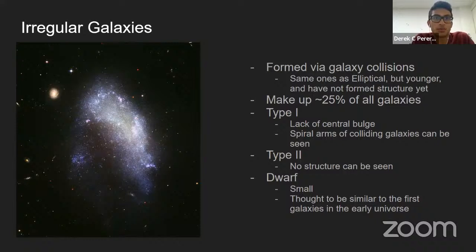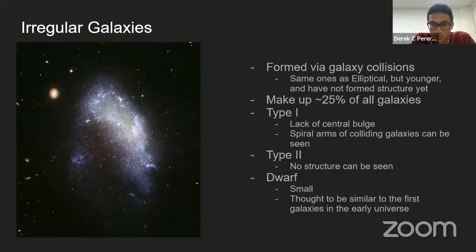And now we can move on to irregular galaxies, which are basically neither spiral nor elliptical galaxies. These are also formed via galaxy collisions, but they are often from the younger types of spiral galaxies, and they have no structure, largely because when these collisions happen, they erase all structure that was previously present.